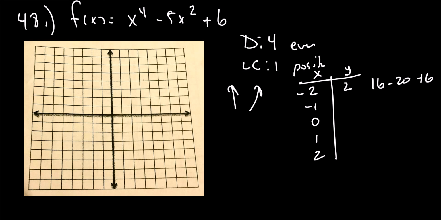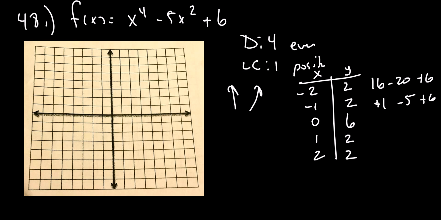-1. I get -1 to the 4th is +1. 1 squared is 1, so it's -5 plus 6. 7 minus 5 is +2. 0, I get 6. 1, I get 2. And 2, I get 2. So once again, I have all these 2's here.